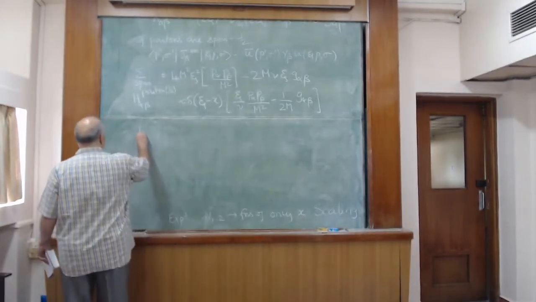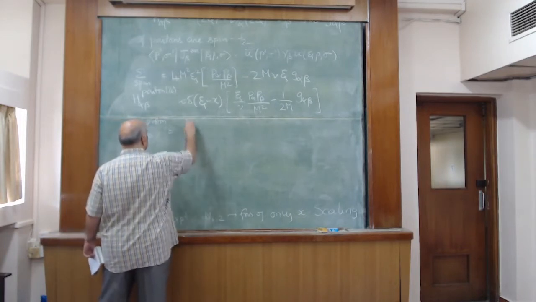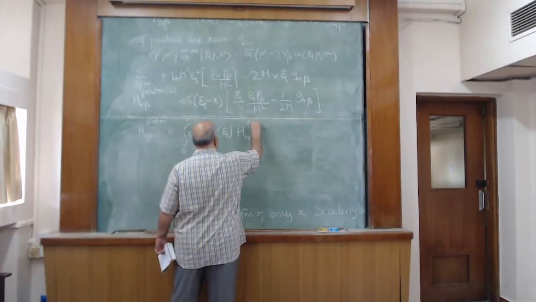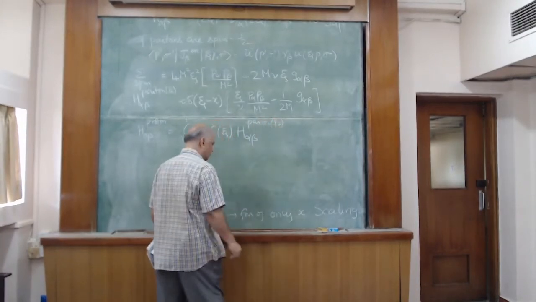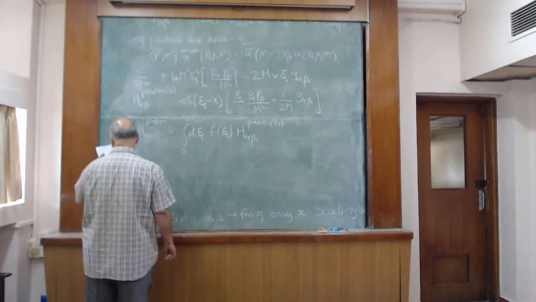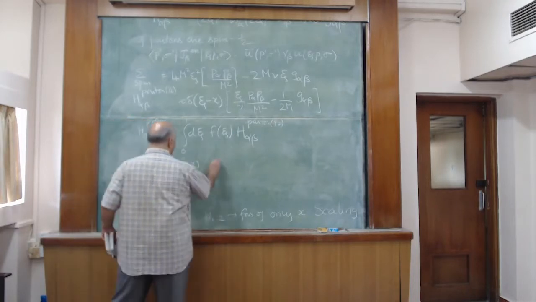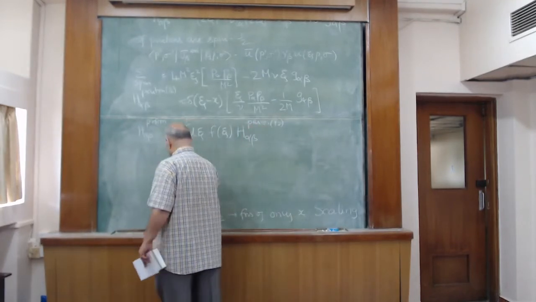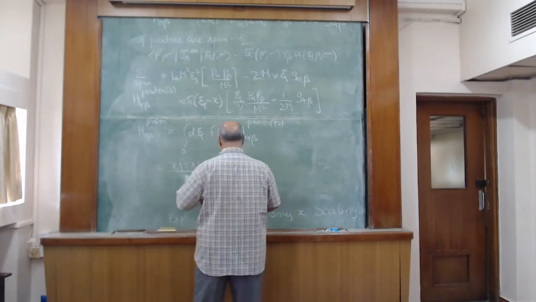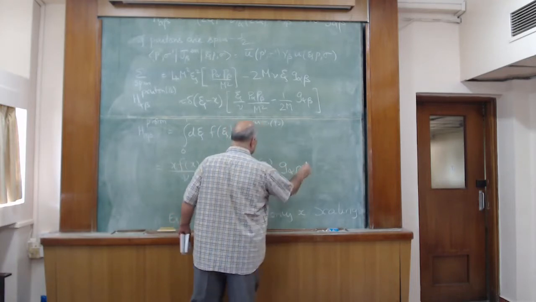If I write H alpha beta for the proton as the integral from 0 to 1 d psi f of psi times H alpha beta for the parton of spin half, I will get x f of x by mu p alpha p beta by m square minus f of x by m g alpha beta.